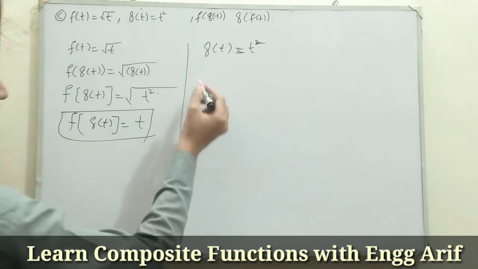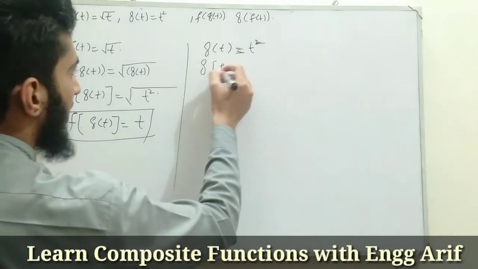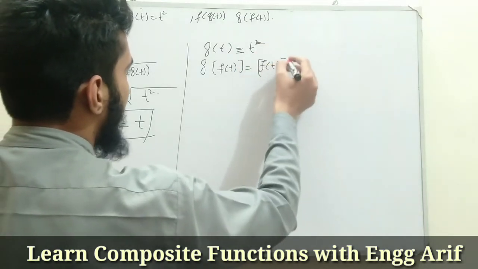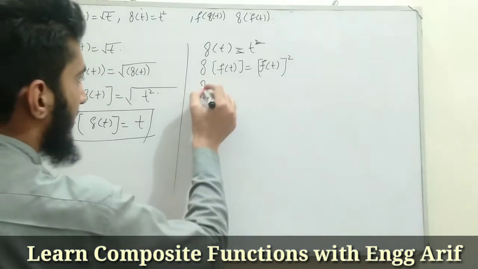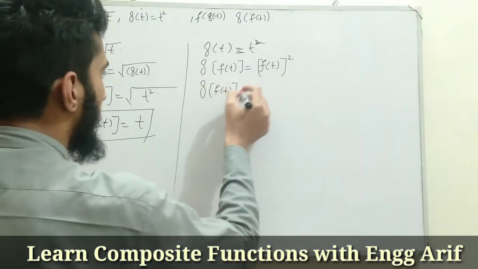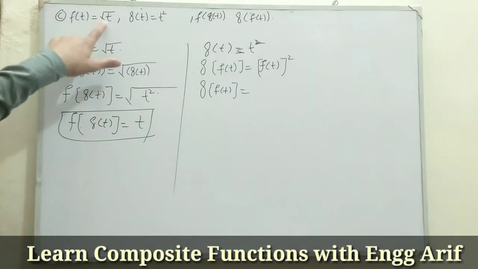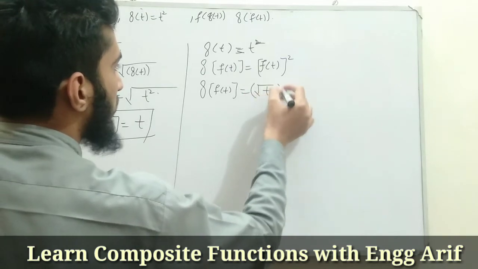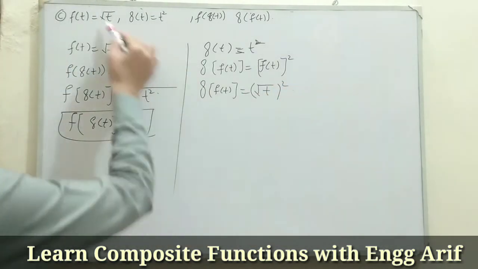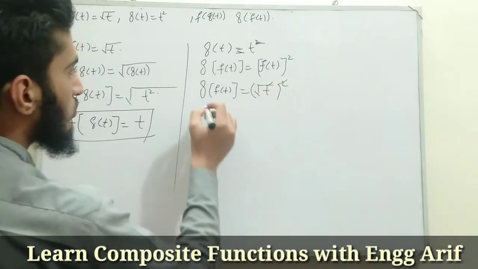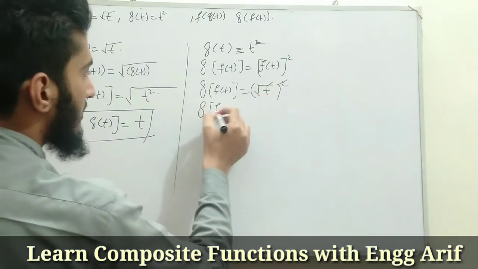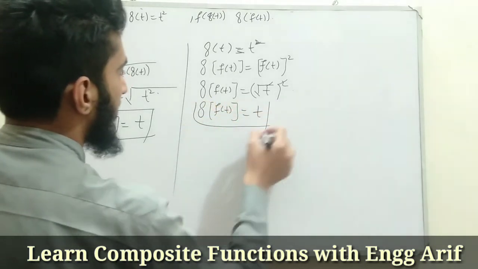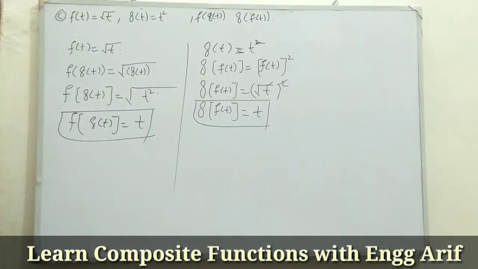Now after this, replace this t with f of t, so g of f of t becomes f of t whole square. Now f of t is actually square root of t, so put square root t over here, so it becomes square root t whole square. Now this square will cancel out with the square root, so we are left with g of f of t is equal to just t. So it means that our g of f of t is also equal to t. So this is part 3 for question number 12.